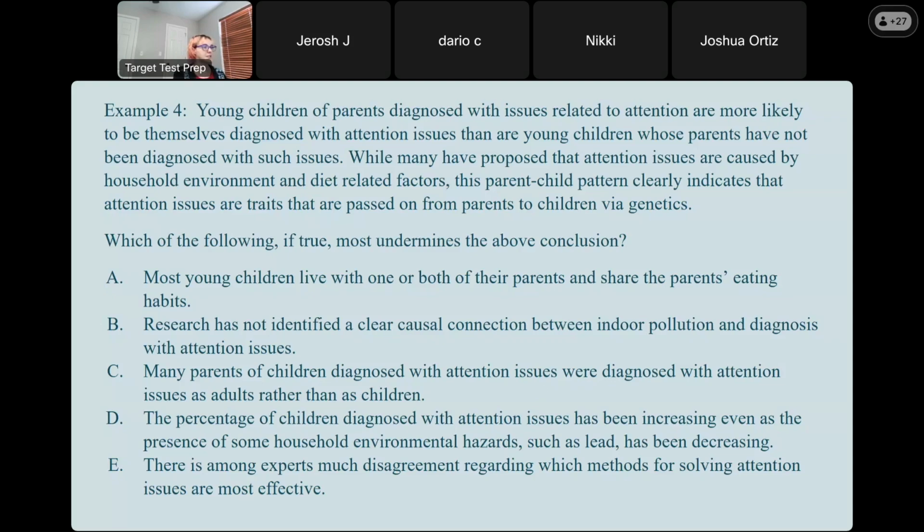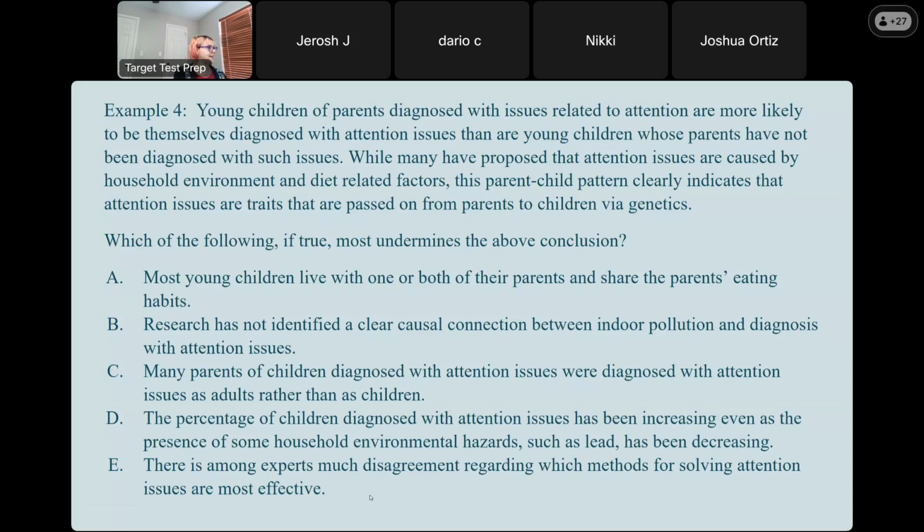D. The percentage of children diagnosed with attention issues has been increasing, even as the presence of some household environmental hazards such as lead has been decreasing. Very similar deal here. This offers information that's related to the argument, but it doesn't affect the argument. So up here it says, while many have proposed that attention issues are caused by household environment and diet-related factors, they are not specifying lead. They aren't even specifying hazards. That's an assumption that we could make, that they are hazardous, but it could be like, oh, while many have proposed that attention issues are caused by household environment, like extra sunlight, good south-facing windows, they don't specify hazards, so this relationship is a stretch.